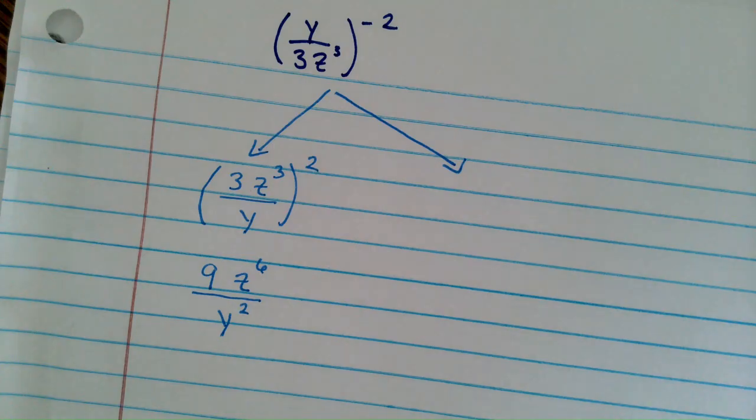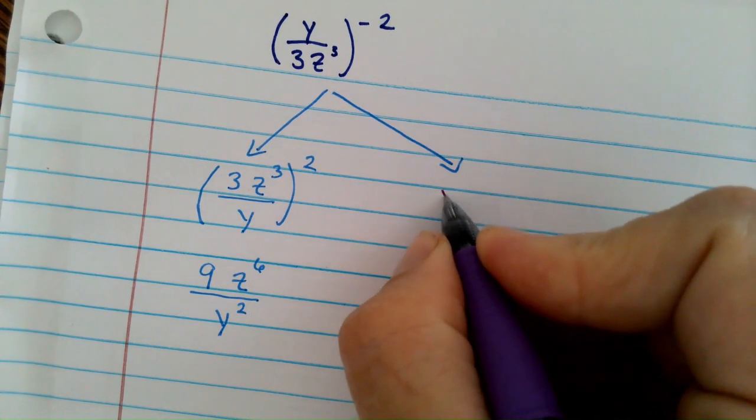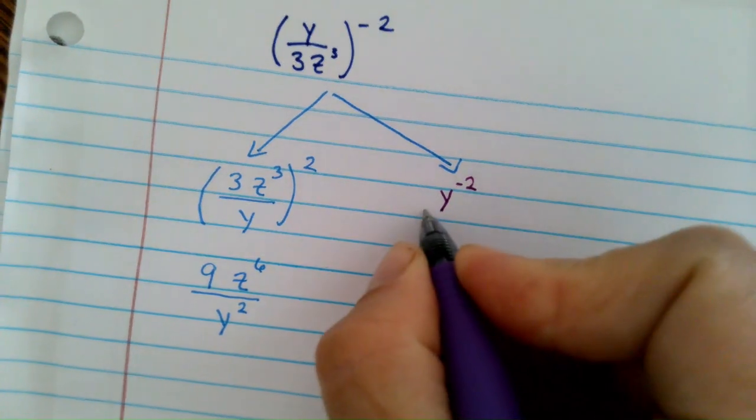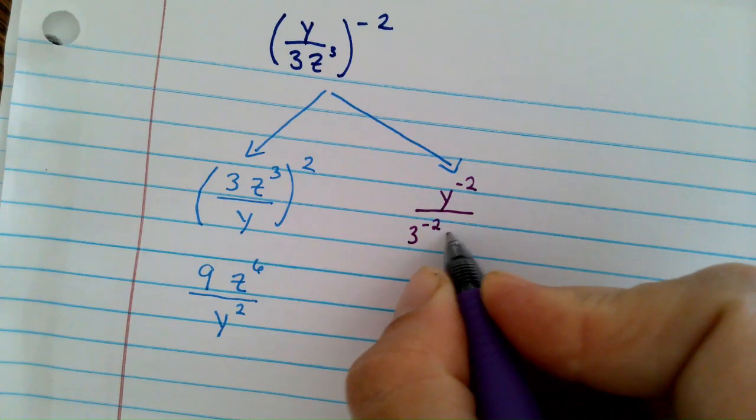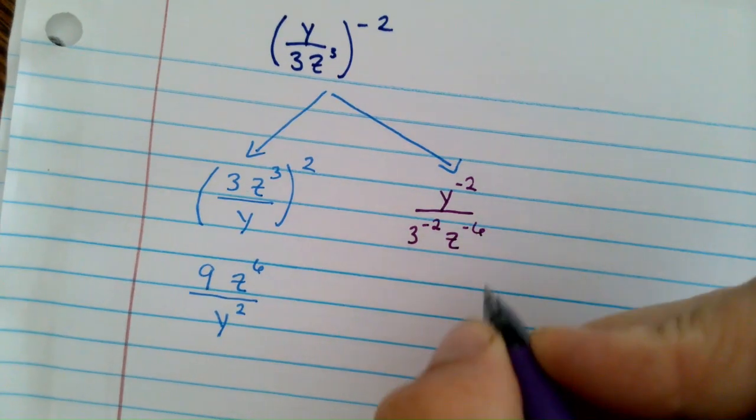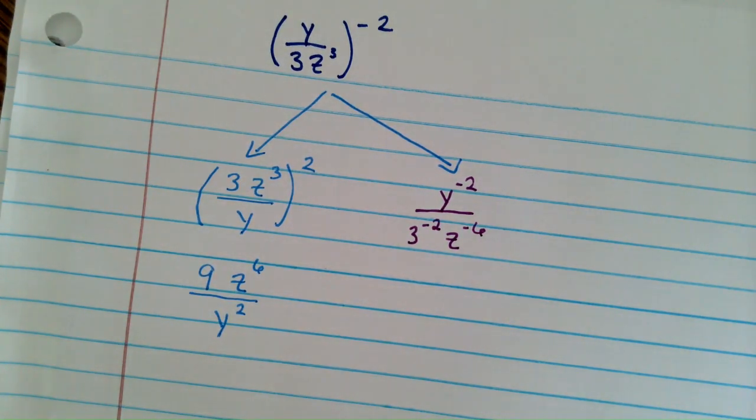The second way that we can approach this is by doing our double powers first. So if we do that, that would become y to the negative second, 3 to the negative second, z to the negative 6th. And then after that, we're going to have to fix our negative exponents. Everything that's negative in the denominator will move to the numerator. Everything that's negative in the numerator, we're going to move to the denominator.